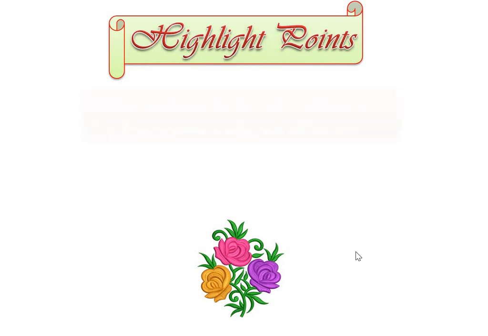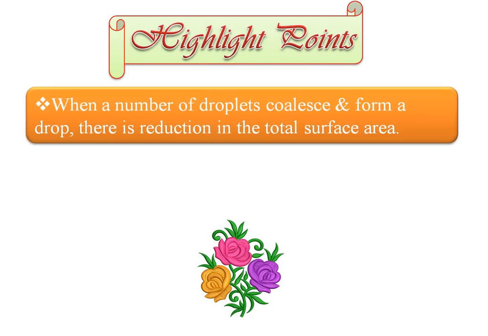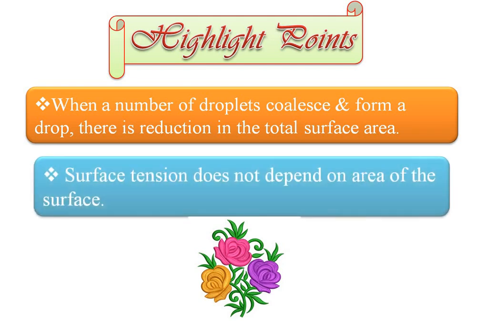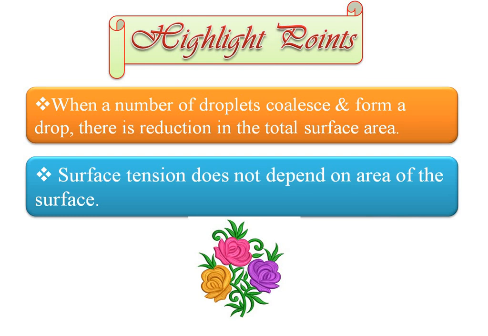So friends, today we discussed a few points. Today's highlight points of the lecture: when a number of droplets coalesce and form a single drop, there is reduction in the total surface area. Surface tension does not depend on the area of the surface. Remember these highlight points once again. When a number of droplets coalesce and form a single drop, there is reduction in the total surface area. And the second point is that surface tension does not depend on the area of the surface.